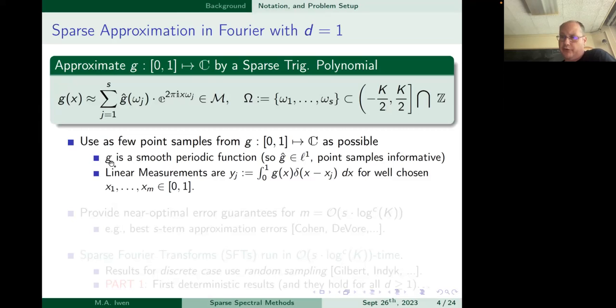And to make point samples actually meaningful, I'm going to assume that g is smooth enough that taking a point sample actually is not just sampling a discontinuity or something. So we're going to have my Fourier coefficients be in little l1.